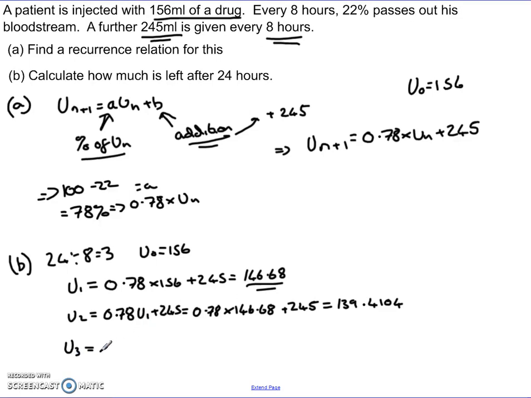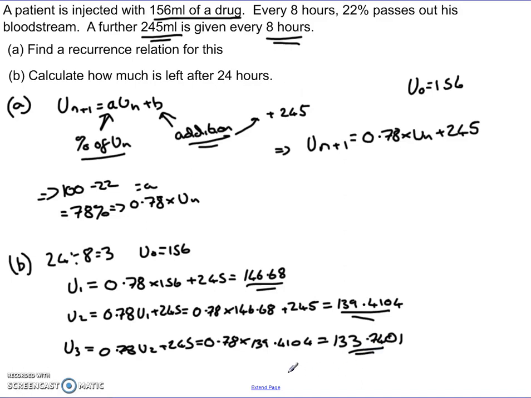So it's the same sort of form, except it's going to be 0.78 times u2 plus 245. Doing that, we get 0.78 times our u2 value, which was this one here, times 139.4104. Plug that in your calculator and you get 133.7401. So then, after 24 hours, what we can then say is 24 hours later, we've got 133.74 millilitres left.